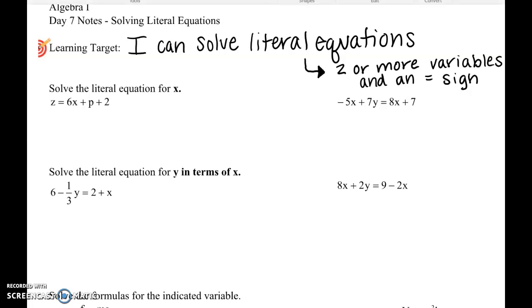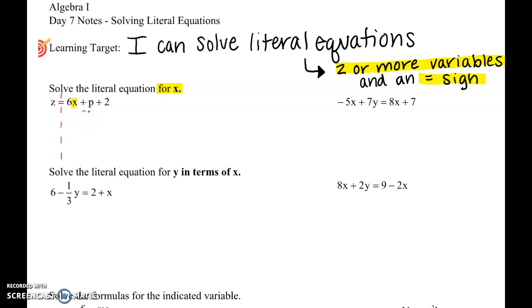Today we're going to continue talking about literal equations. Just as a reminder, literal equations are equations that have two or more variables and an equal sign. If it says solve the literal equation for x, that means to get x alone. Like we would approach any other equation, we want to get everything away from the x. What's going to be different is we're not going to be able to simplify everything that we move.